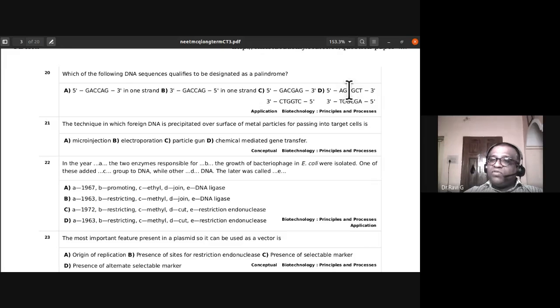Okay, if this sort of coding is there, you can very easily identify without the complementary strand, you can say that this is a palindromic sequence.